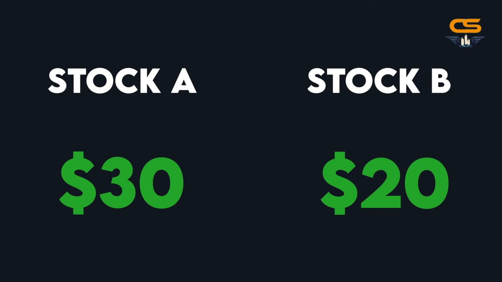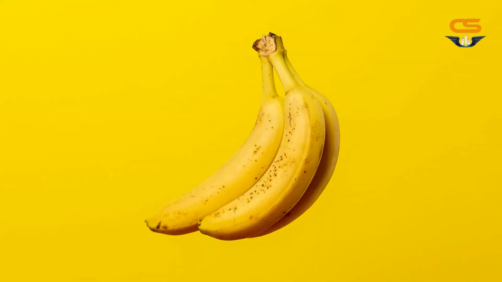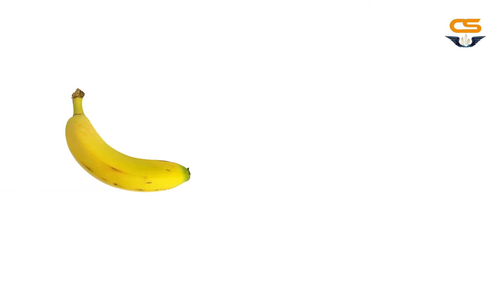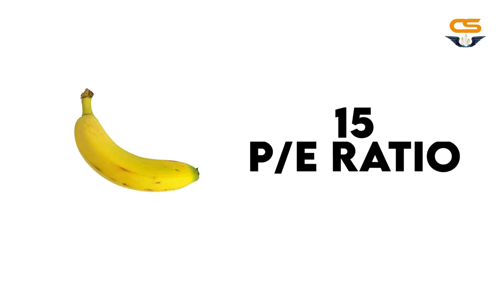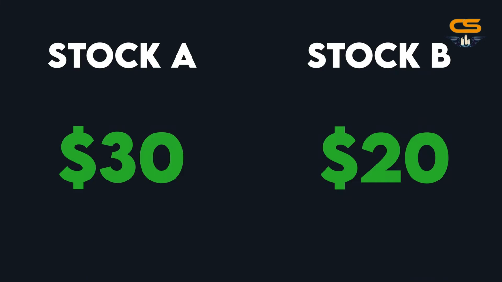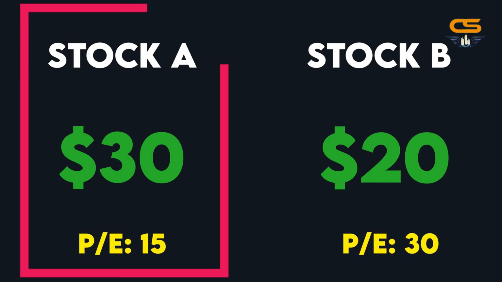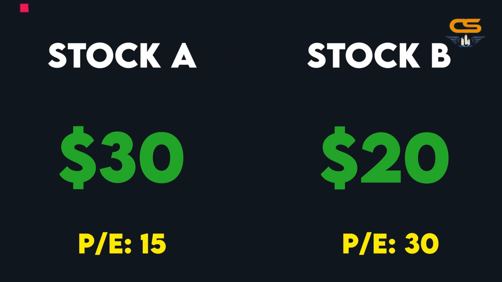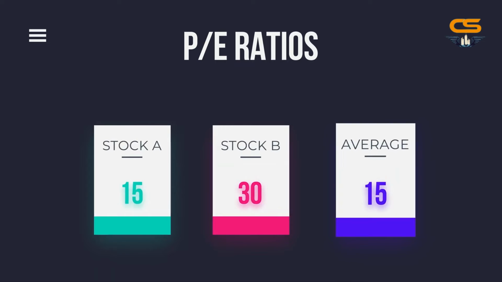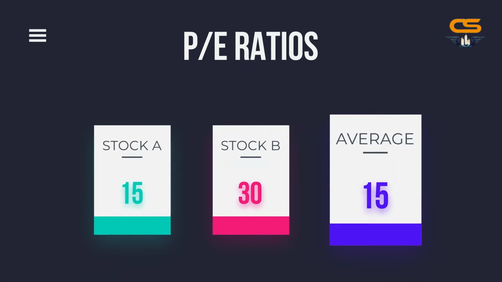So let's say these two companies are both in the banana industry, I don't know. And the average banana company has a PE ratio of 15. Let's say company A's PE ratio is 15 and company B has a PE ratio of 30. Company A is actually in a way a lot cheaper, even though its stock price is higher, because it has a lower PE ratio, basically saying we're paying less for every dollar of its current earnings. This is why it's usually good to compare a company's PE ratio with the sector's average.